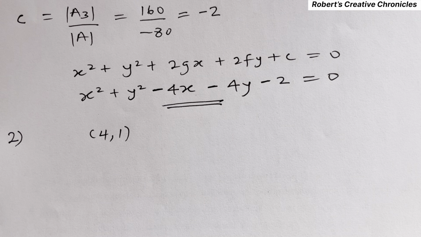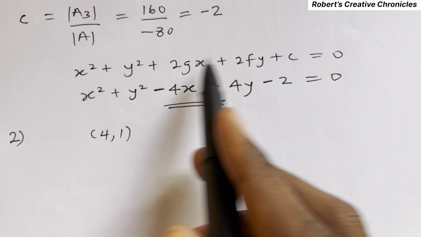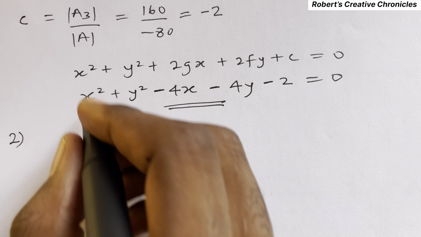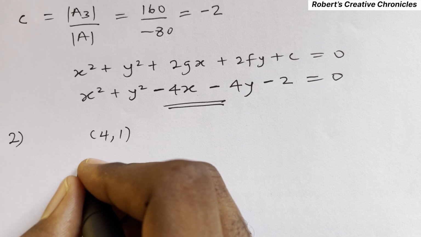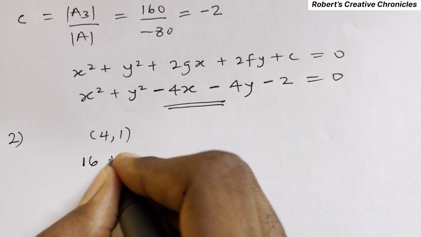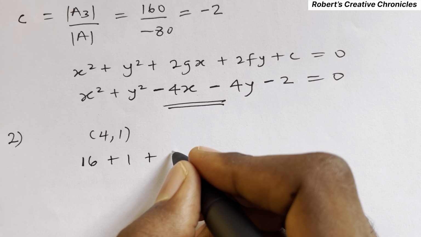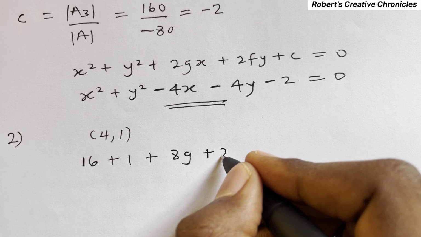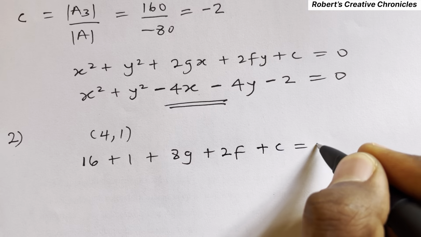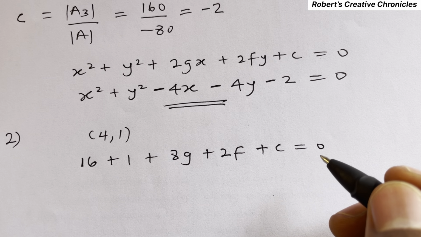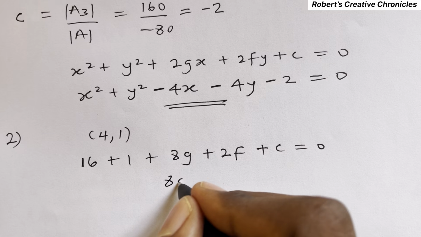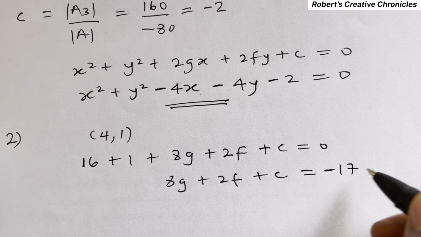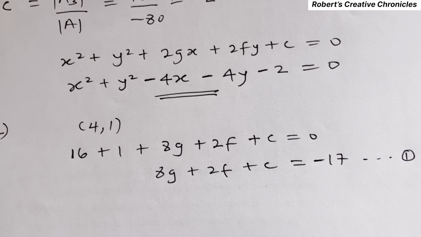So this is the general equation of a circle. So this becomes what? 16 plus 1 plus 8g plus 2f plus c is equal to 0. So this becomes 8g plus 2f plus c is equal to negative 17. This is equation 1 here.